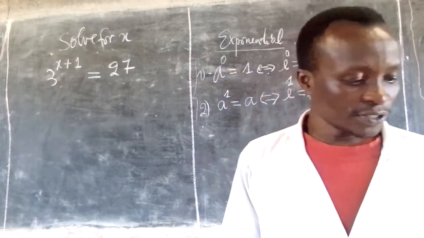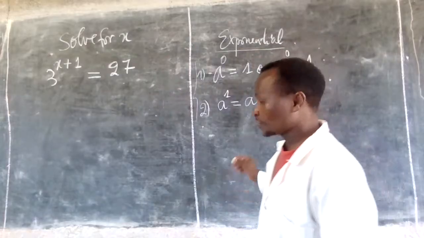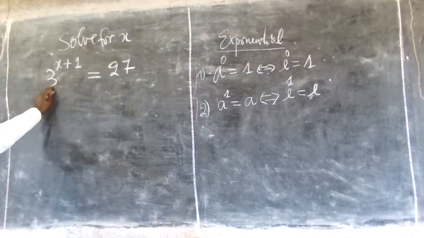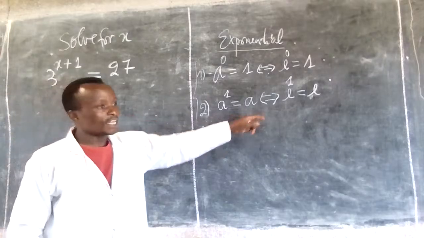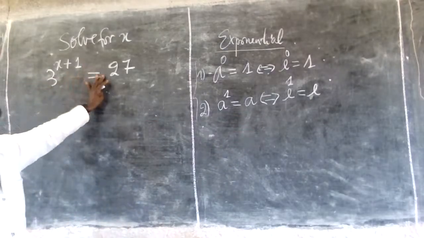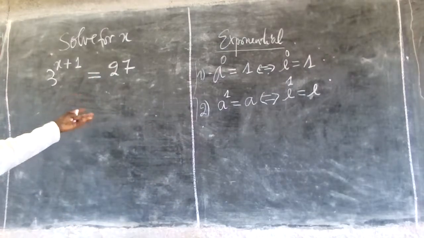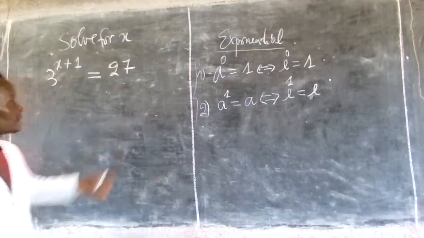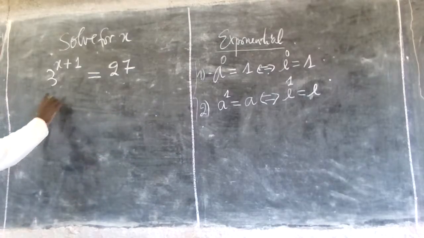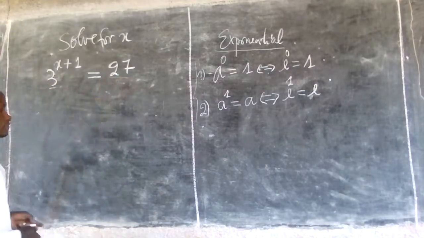So now let us continue solving this kind of exponential equation. Now, focusing on these properties that you have here, we are going to see the easy way of solving these exponential equations. So now the first, what should we do here, please? Here we have a 3, and here we have 27.